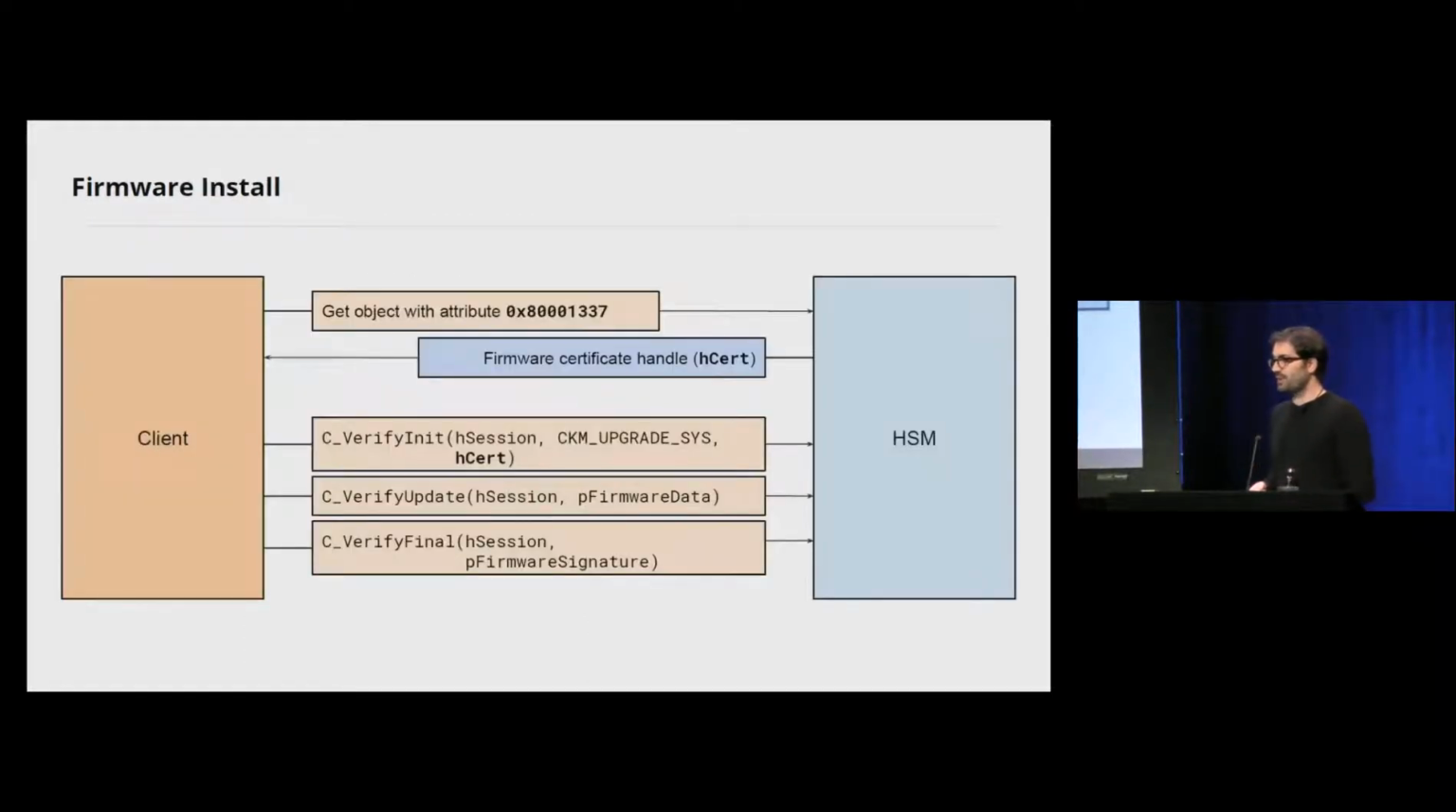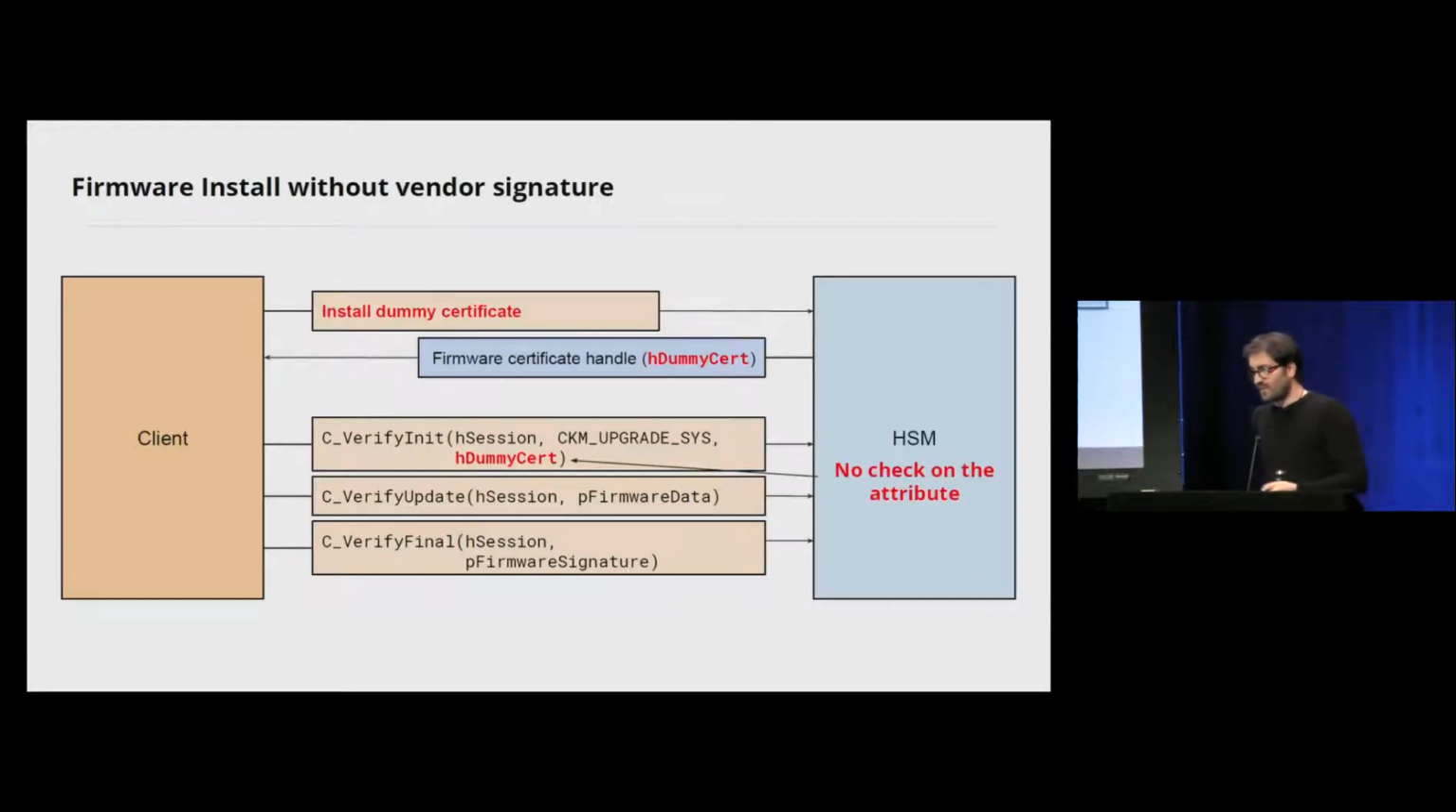And here is the process. Instead of supplying your own certificate, the client looks for an object which has a custom attribute on the HSM. This is a specific attribute that cannot be set by any user. And there's a single object that contains this attribute. This is the certificate that is used to verify firmware. The client then sends back the handle to that certificate with the firmware data, and the HSM verifies the signature again. And if it's valid, writes the firmware to the flash, loads the firmware, and reboots.